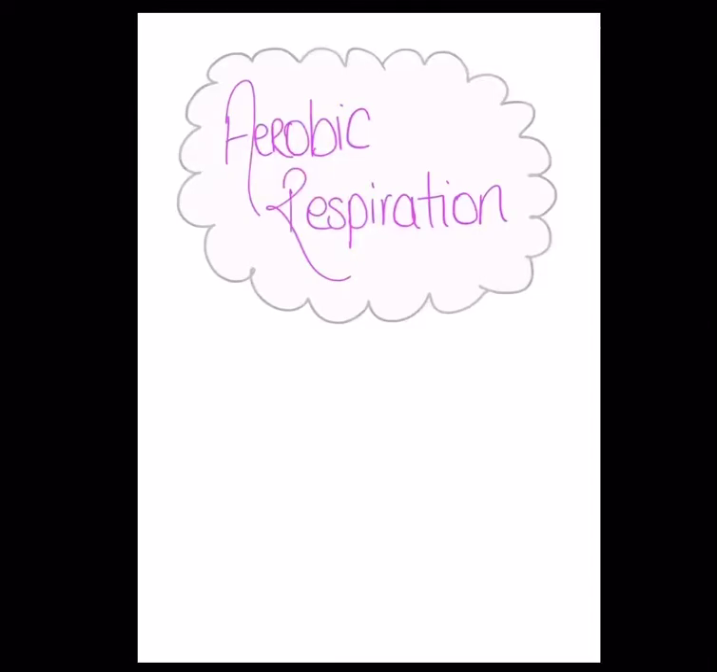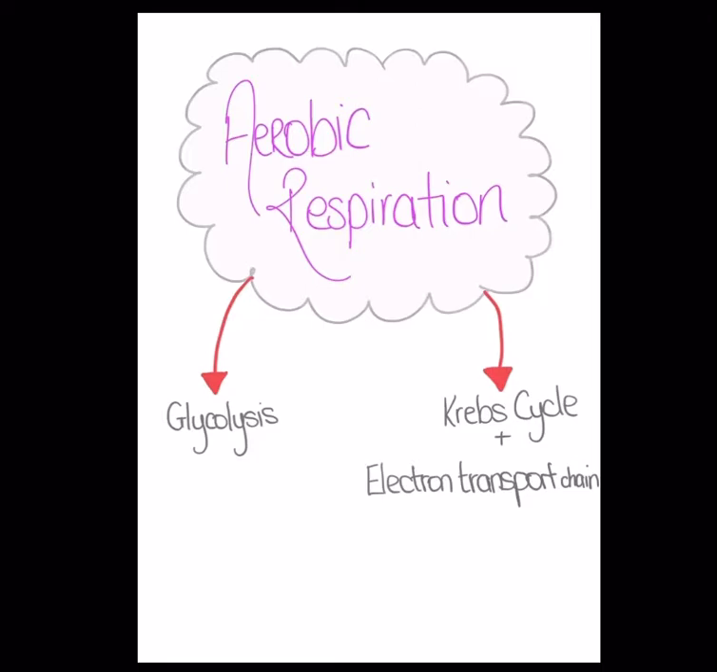This video will look at aerobic respiration. Aerobic respiration takes place over two stages. The first stage is glycolysis. The second stage is made up of the Krebs cycle and the electron transport chain. It's really important that you know the aerobic respiration equation.